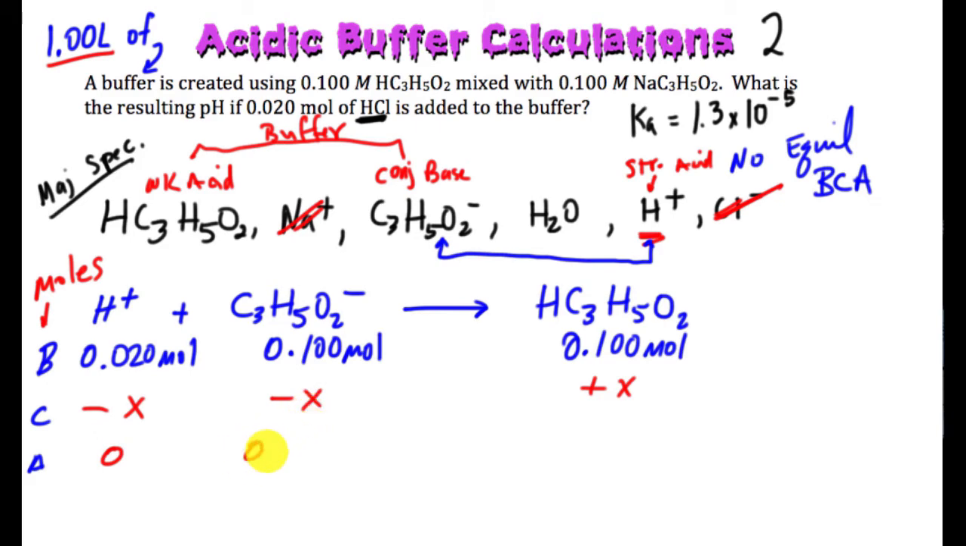And what I'll have left over is 0.080 moles of the conjugate base, and on this side 0.120 moles of the weak acid. Okay, so notice what's happening here. As I add this acid, the conjugate base is going down. I'm losing conjugate base, and I am gaining weak acid. And that's what's going to keep happening as I add more and more of this acid. More acid, less base, more of the weak acid. So the base goes away, the weak acid comes in.